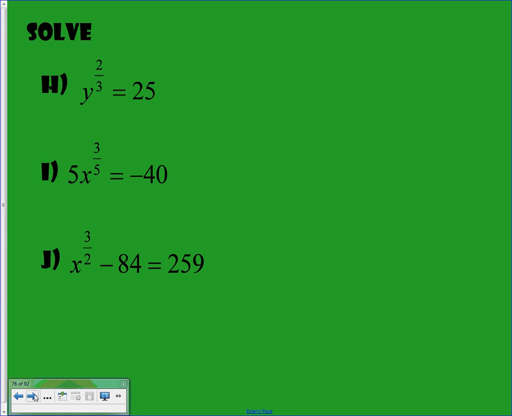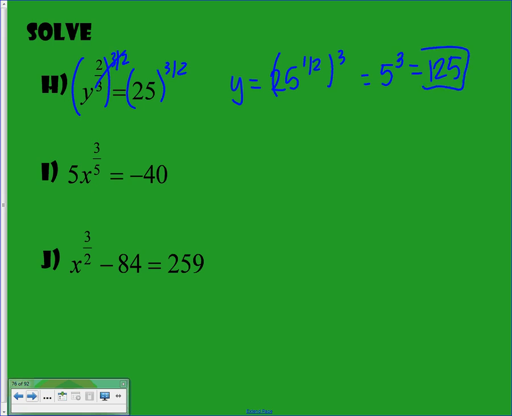Example H is going into how to solve them. If I have y to the 2/3 equals 25, very similar to what we did yesterday, to get rid of it, you have to raise each side to the reciprocal, because 2/3 and 3/2 cancel. So now I get y equals 25 to the 3/2, and then I need to split that to 25 to the 1/2, and then to the third, which will give me 5 to the third, which gives me 125.